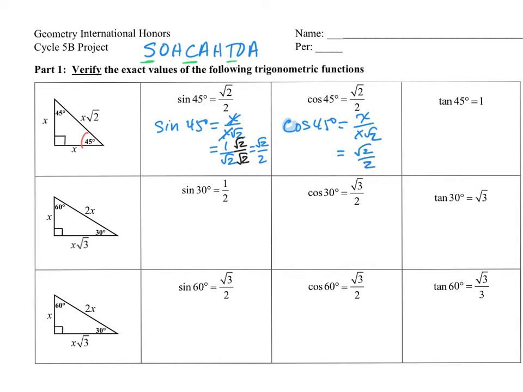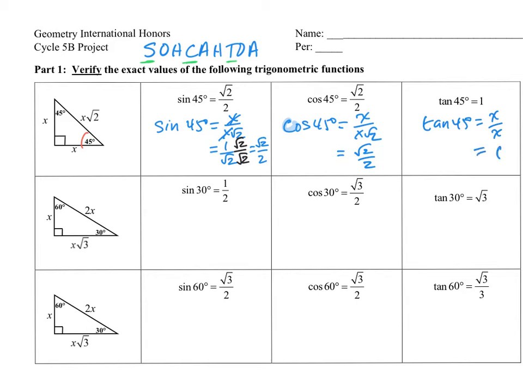Part of this project will be memorizing the sine, cosine, and tangent of these special angles. If you know the sine of a 45-degree angle, you also know the cosine of a 45-degree angle, because they're both the square root of 2 over 2. Now let's verify that the tangent of a 45-degree angle is equal to 1. Remember that the tangent of an acute angle is the ratio of the measure of the opposite side to the adjacent. With respect to this 45-degree angle, the opposite side is x and the adjacent side is x. So the tangent of a 45-degree angle is x over x, and that reduces to 1.